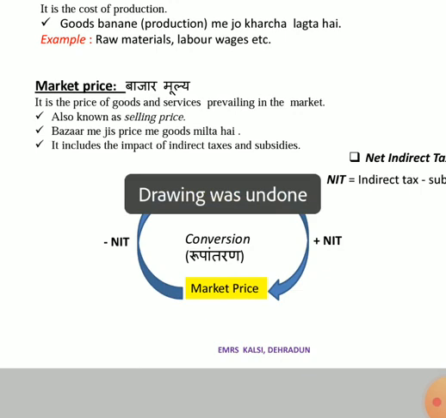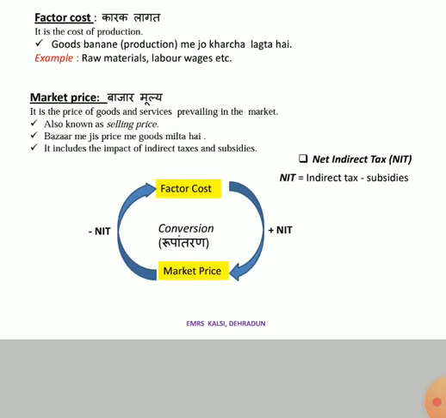Factor cost means, in Hindi we say karak lagat. It is the cost of production. If I am manufacturing a candle and selling that candle for 5 rupees, and my cost of production is 2 rupees, then that cost of production will be called factor cost. The expenditure incurred in producing a good is called factor cost. Goods बनाने में जो खर्चा लगता है उसे बोलते हैं हम factor cost.